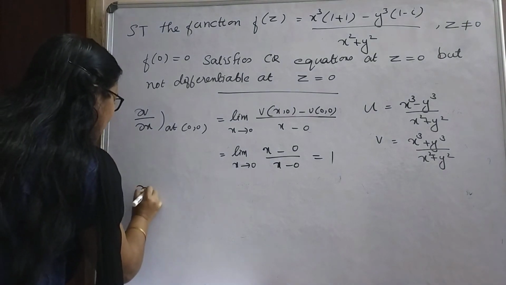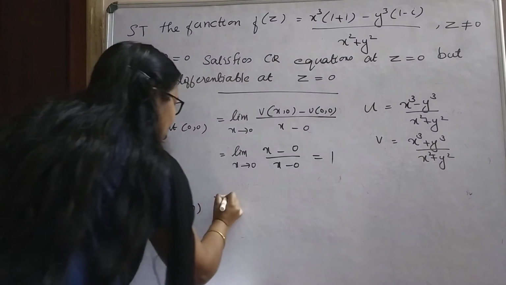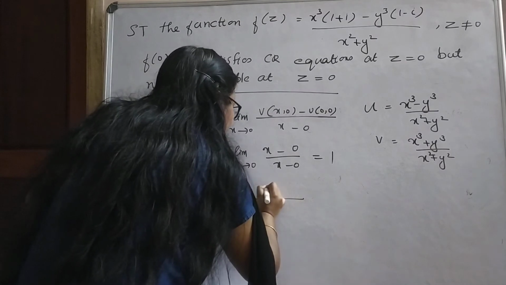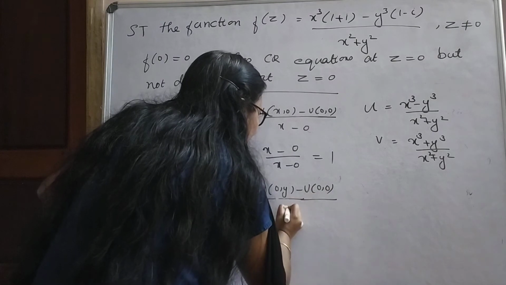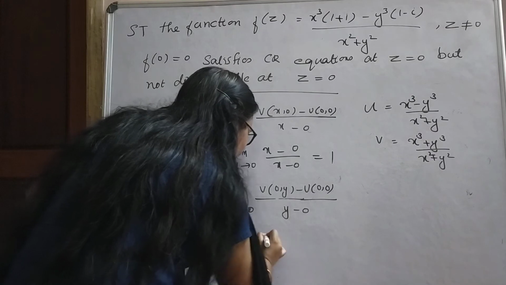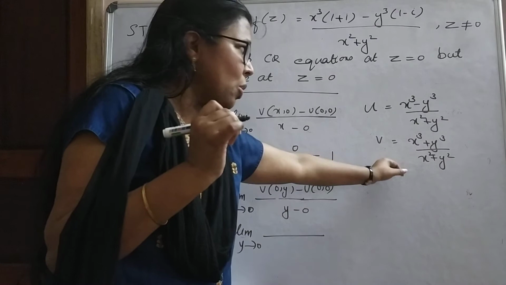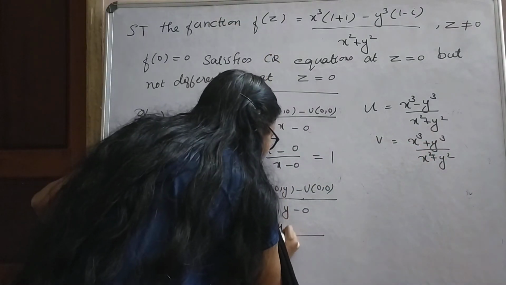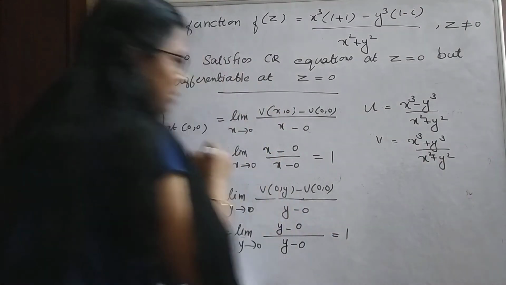Then, ∂v/∂y at (0, 0) equals limit y tending to 0, [v(0, y) − v(0, 0)] / (y − 0), which is equal to limit y tending to 0. v(0, y), put x as 0 and y as y. Therefore, y cube by y square, which is equal to y. y minus v(0, 0), which is 0, by y minus 0, which is equal to 1.